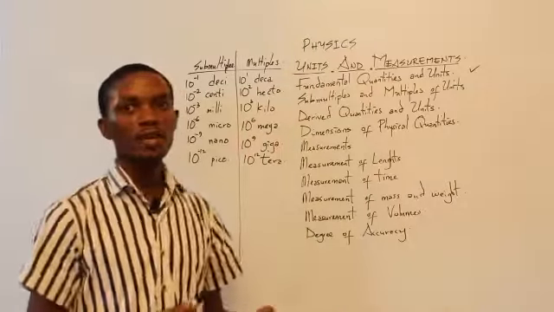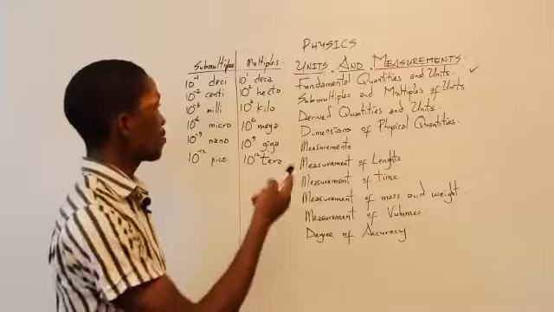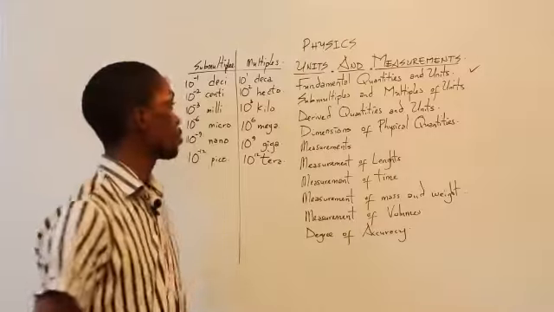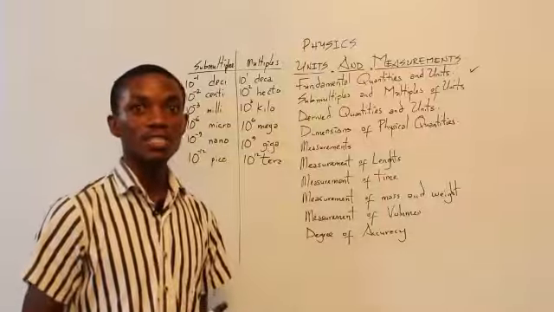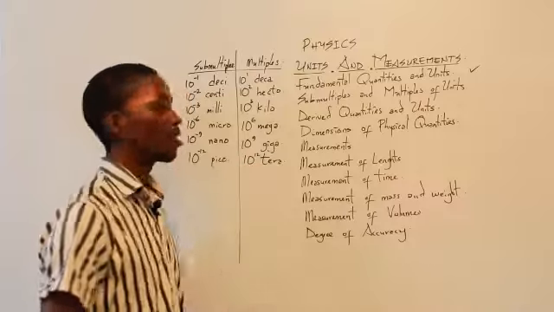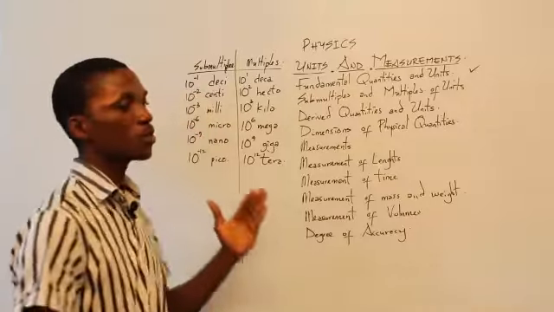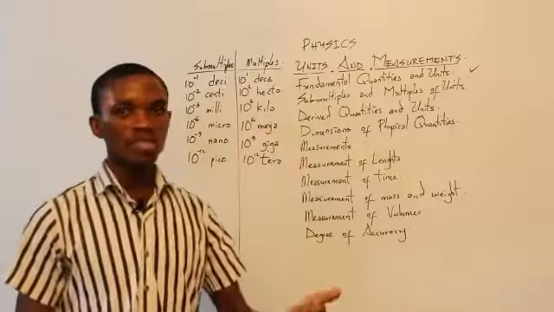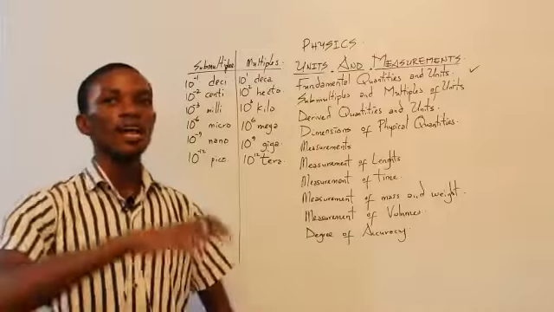When we come to the multiple side, we have deca, which is multiplied by 10, that's raised power of 1. We have hecto, which is multiplied by 100, raised power of 2. We have kilo, which is raised power of 3, that is multiplied by 1,000, and mega raised power of 6, multiplied by 1 million. We have giga, raised power of 9, and tera, raised power of 12. Of course, you have to always bear in mind the submultiples always have negative powers, while the multiples have positive powers. The submultiples are smaller quantities, while the multiples are larger quantities.